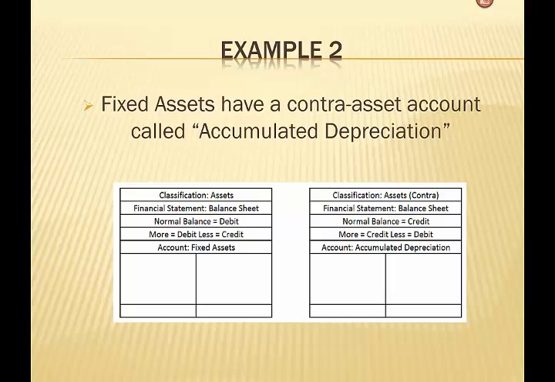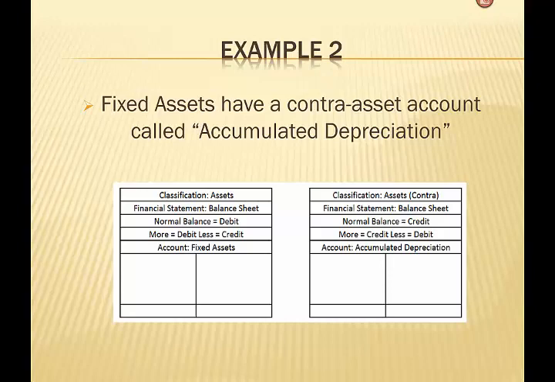Another example of this is when we talk about fixed assets, and you'll often hear this as property, plant, and equipment. They're synonymous. And the contra asset account that is associated with fixed assets or property, plant, and equipment is accumulated depreciation. So as you can see here, the classification is assets. The accumulated depreciation would be a contra account. They both go to the balance sheet. The normal balance of the asset, the fixed assets account, is a debit, but the accumulated depreciation, the normal balance, is a credit, which is directly opposite of that.